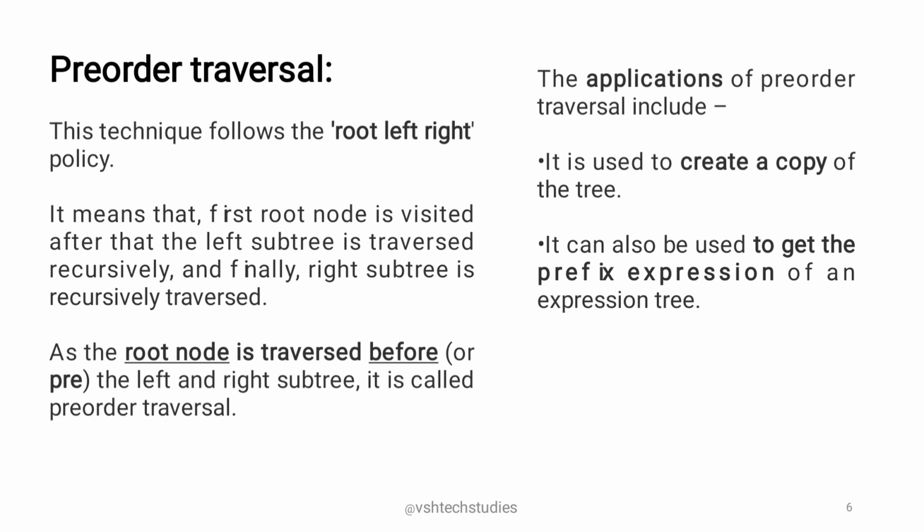First, pre-order traversal. This technique follows the policy that the root is visited first, then the left node and then the right node. The root node is traversed before, or pre, the left and right nodes, and hence it is called pre-order traversal. The applications are that it is used to create a copy of the tree. It can also be used to get the prefix expression of an expression tree.